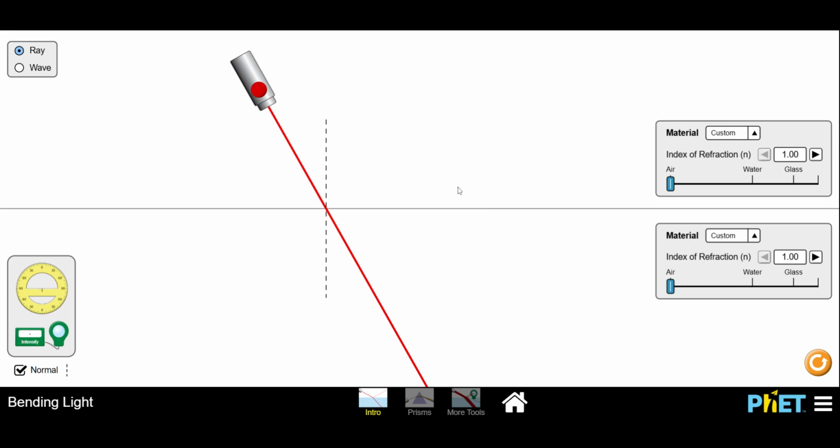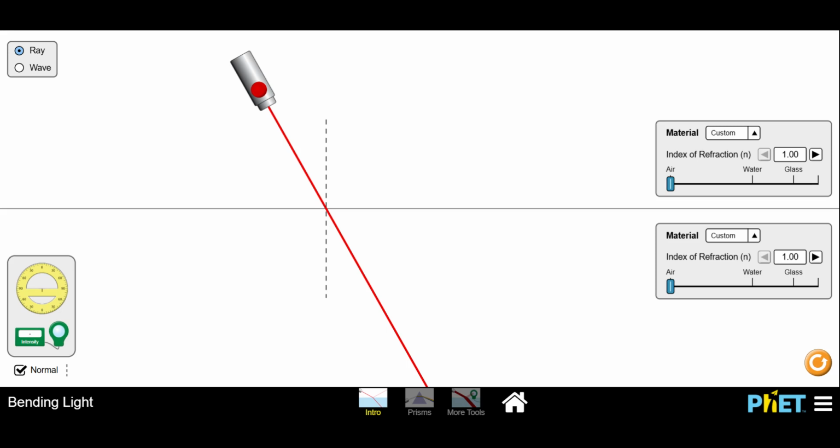In this simulation, I have a laser, and at the moment the laser is starting off in air and then moves into the second material, which at the moment is also air. These two materials have a property of light passing through them called the index of refraction. So all materials that allow light to pass through them that are transparent will have an index of refraction, and that describes the speed of light in that material.